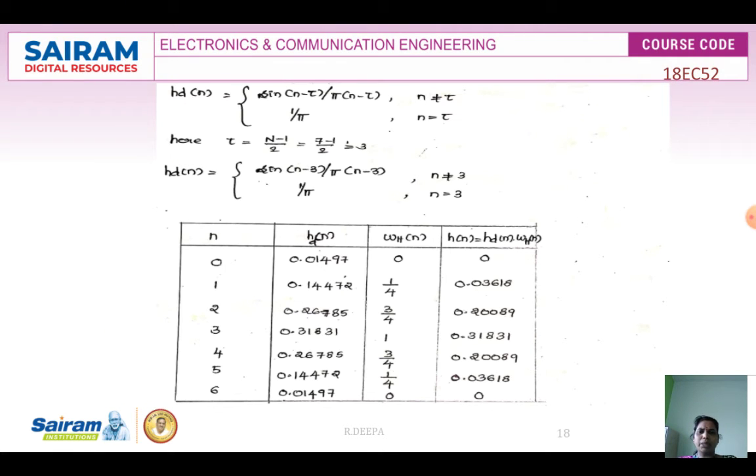Then I am going to multiply hd of n with wh of n for different values of n, and the final column represents the h of n after multiplying hd of n with wh of n. So this h of n represents the impulse response of your FIR filter.